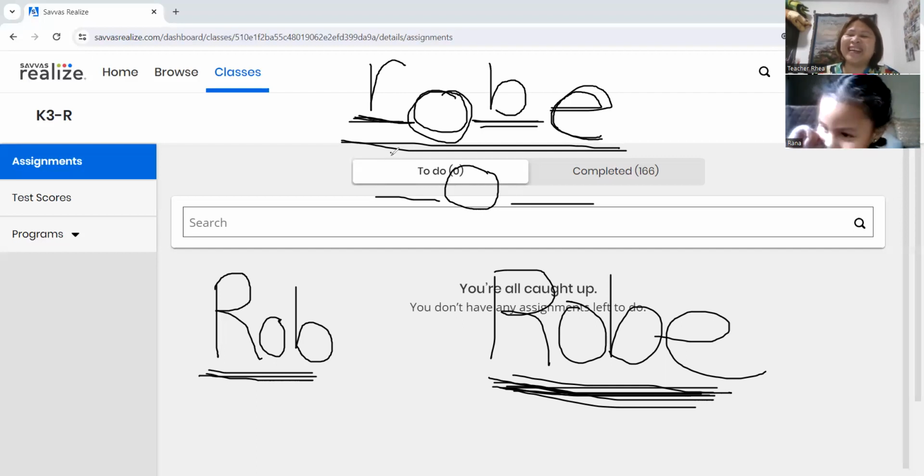What are you doing? You're making faces, Rana? So this one is a short O sound, okay?